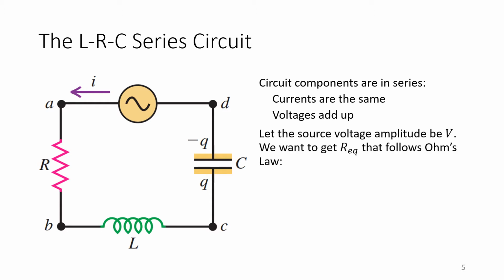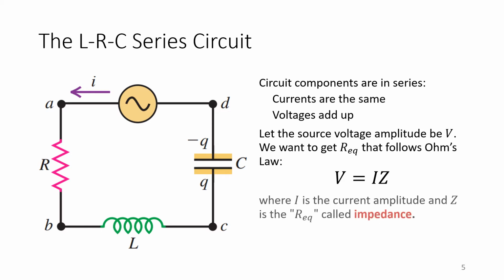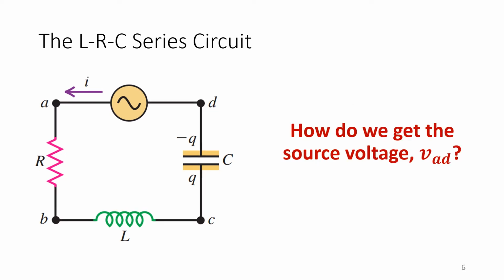Consider that the source voltage amplitude is V. Our goal is to look for some equivalent resistance, so to speak, that follows the same format as Ohm's law. Let's call this equivalent resistance Z. So V is equal to IZ, in the same way V is equal to IR. I here is the current amplitude, or the magnitude of your phasor, and Z is called the impedance. Current amplitude is easy to get, as it's built in the function for the time varying I already. The question we must answer then is how do we get the voltage across the AC source, or VAD?